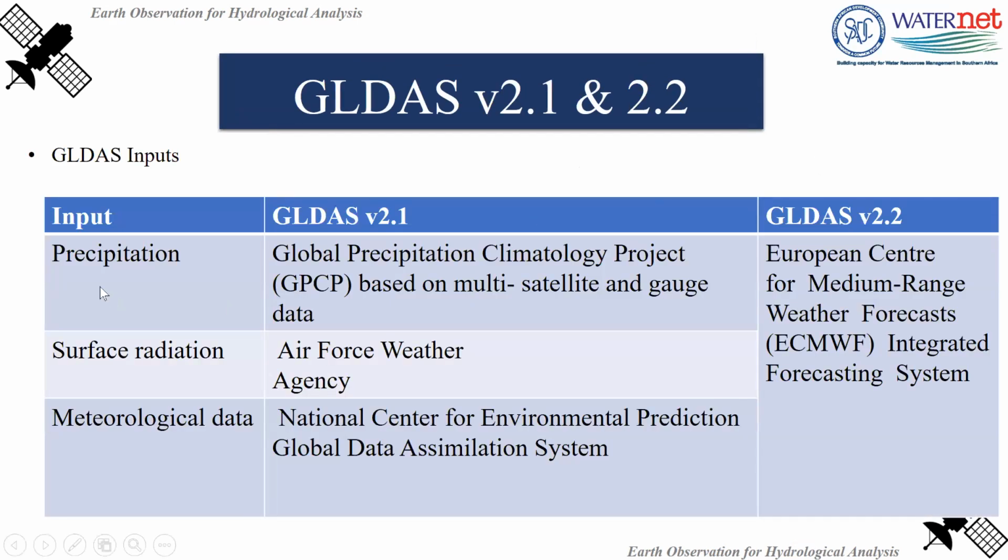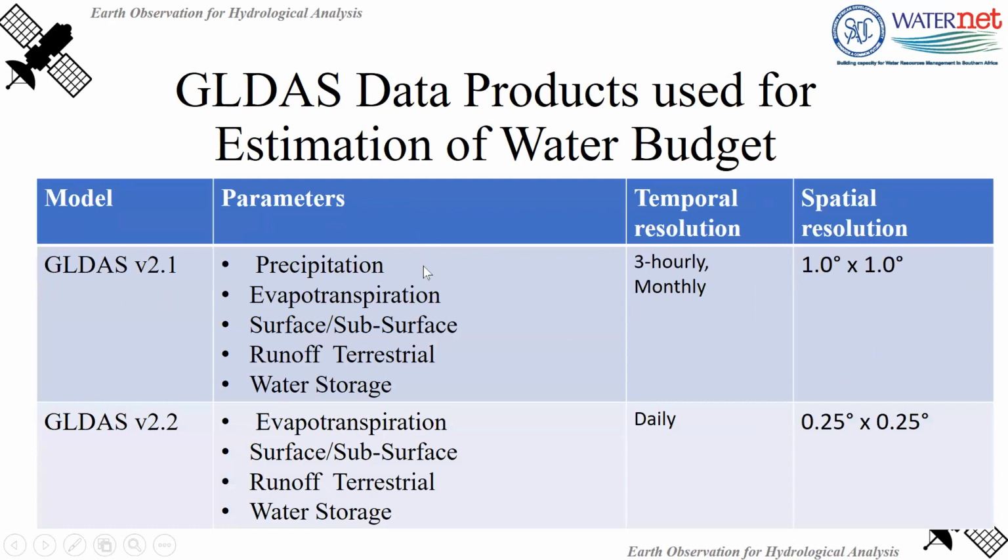So the inputs for the models are precipitation, the surface radiation, and the meteorological data sets. And the outputs that we are interested in are precipitation, evapotranspiration, surface and subsurface flows, and water storage. Version 2 gives us the water storage, runoff, and evapotranspiration. The main difference is on the spatial and the temporal resolution of version 2.1 and version 2.2.